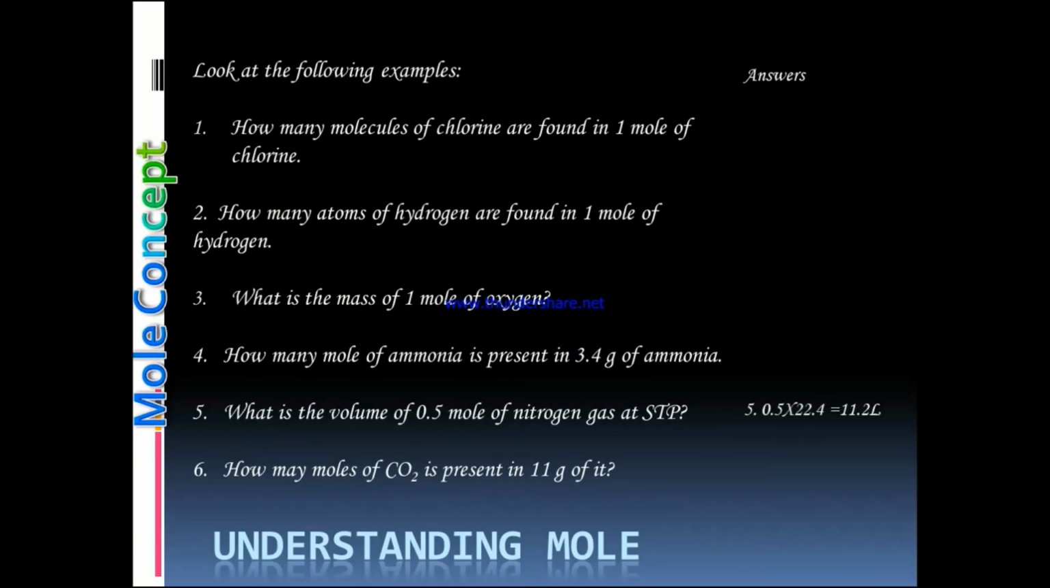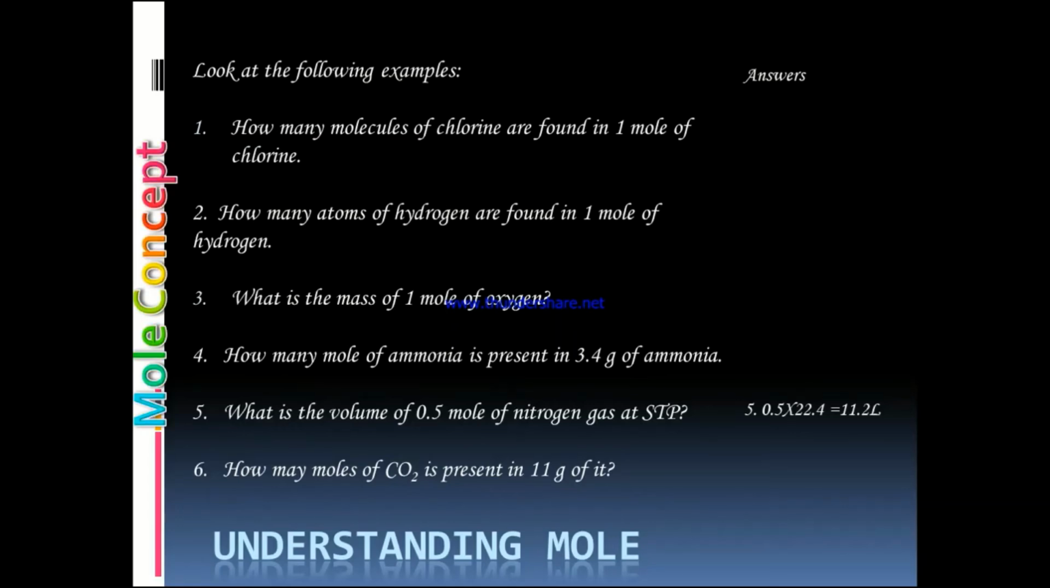Then what is the volume of 0.5 mole of nitrogen gas? 1 mole of nitrogen gas, the volume will be 22.4 liter at STP. Before this we have already learned that one. So 0.5 mole of nitrogen means 0.5 into 22.4, and that is equal to 11.2 liter.